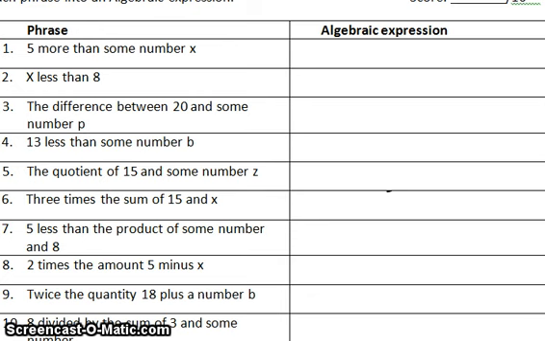So the phrase for number 1 says 5 more than some number x. I'm going to notice that the words more than are a keyword that means addition. It means that I have 5 more than some number x.